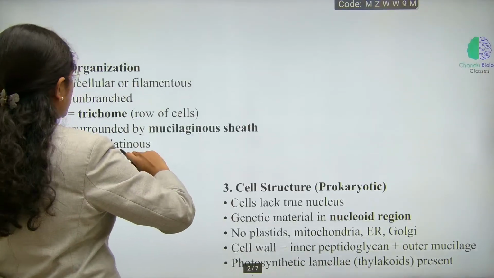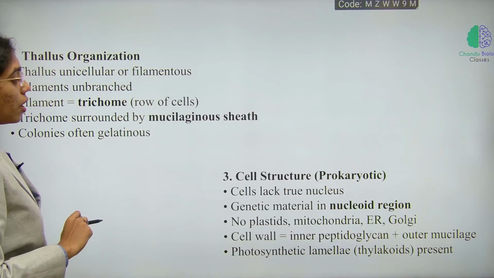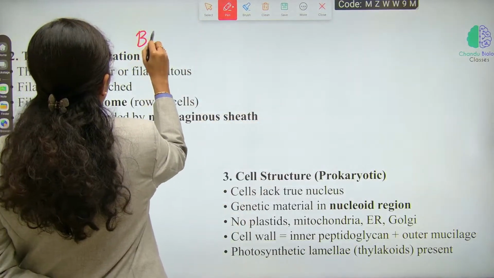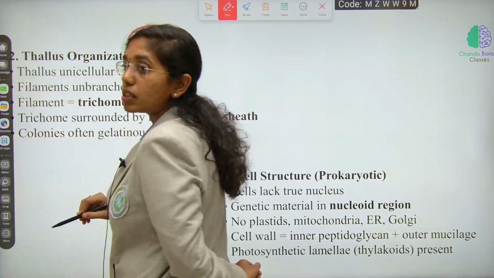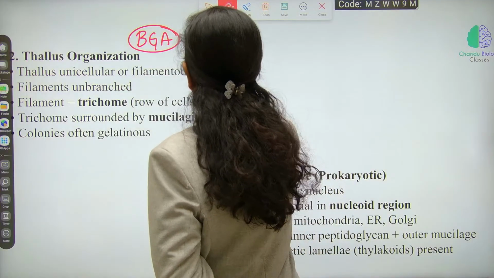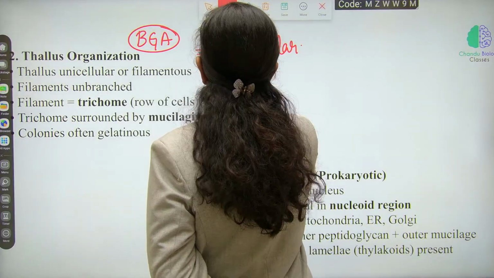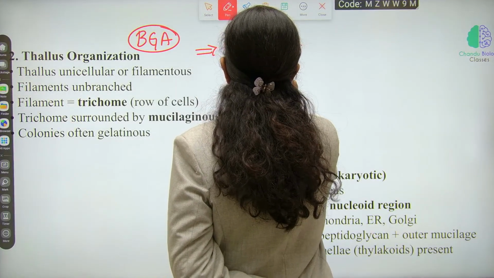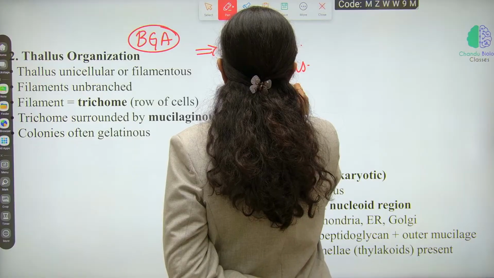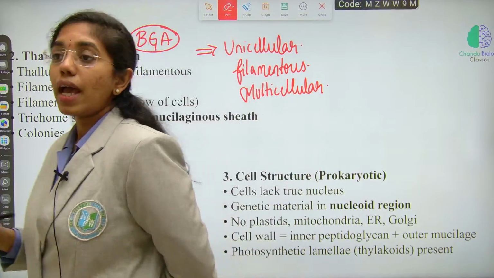Next, thallus organization. Cyanobacteria are Cyanophycean members, which we also call blue-green algae. These BGA members can be unicellular, filamentous, or multicellular forms. Any of them it can be.